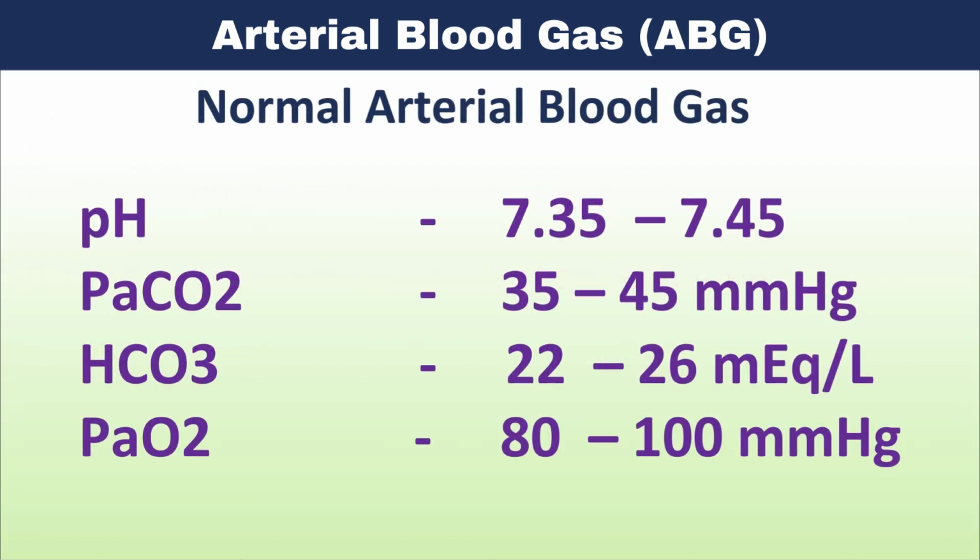Now we will see a normal arterial blood gas. Normal pH is 7.35 to 7.45. Normal PaCO2 is 35 to 45 mmHg. Normal PaO2 is 80 to 100 mmHg. Normal HCO3 is 22 to 26 milliequivalents per liter.